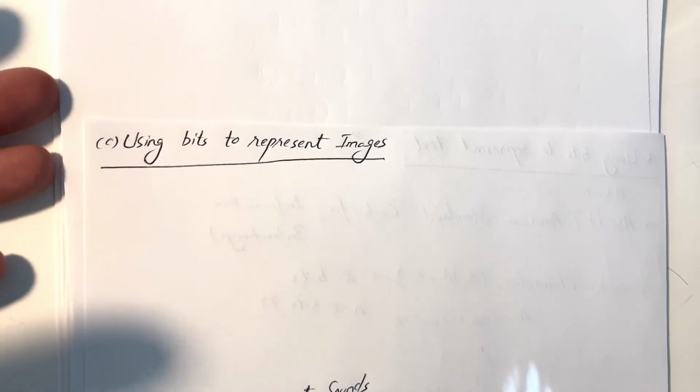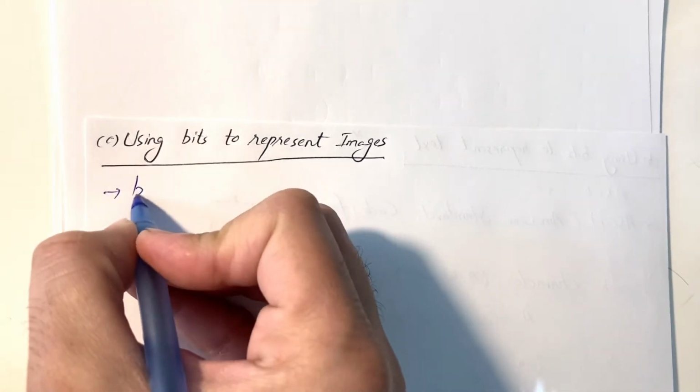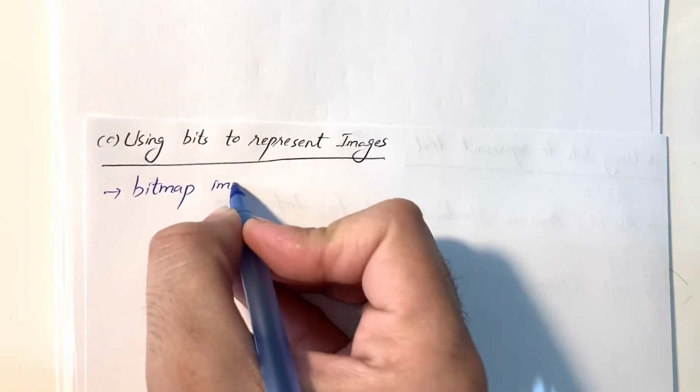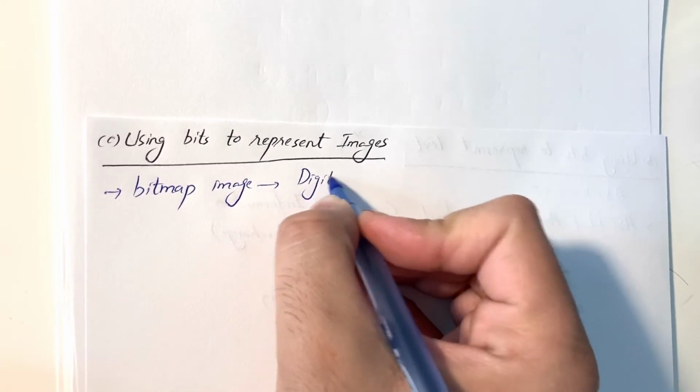Now let's see how we can encode the images. An image can be of two types. It could be a vector graphic or it could be a bitmap image, like for example .png, .bmp, like the digital images. Those digital images are called bitmap images. These are basically digital images.